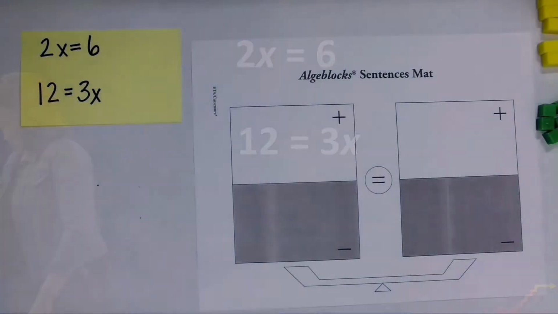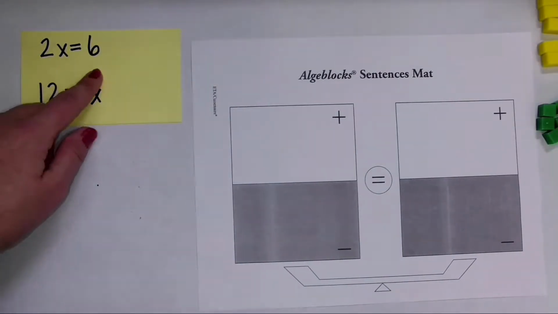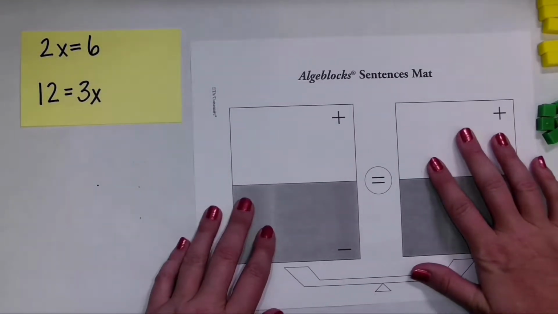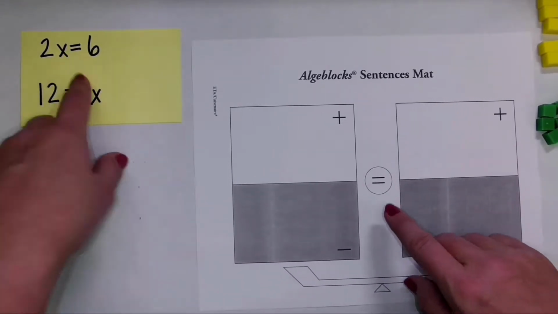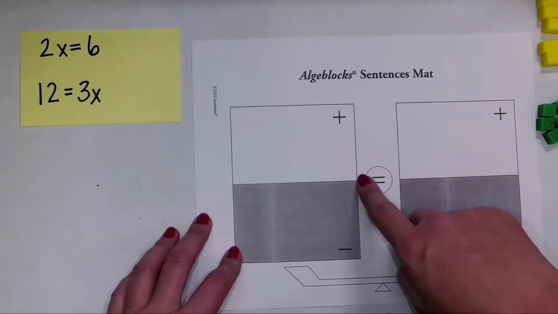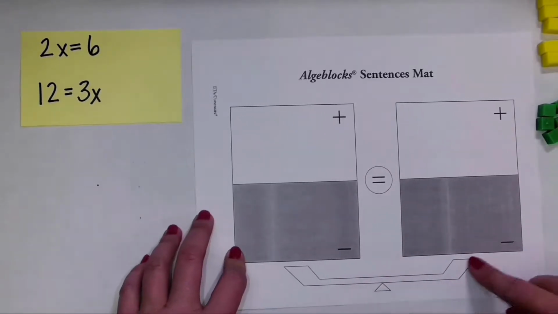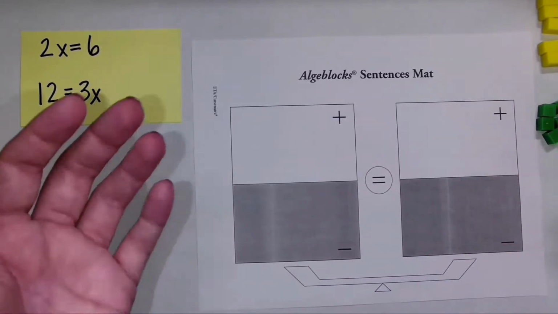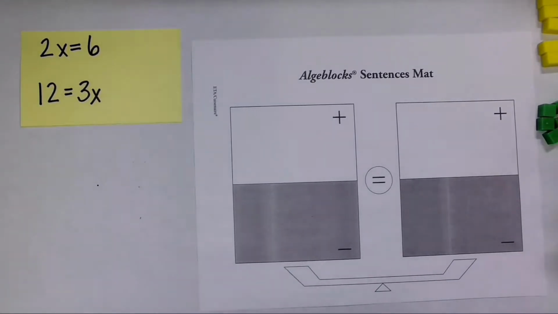So we're going to first solve the problem 2x equals 6. So here I have my sentences mat, and I'm going to use this because this problem has an equal sign. We're balancing the two sides of the equation. So I have an equal sign here on my sentences mat, and I have this little balance down here at the bottom that kind of helps me remember whatever I do to one side of the equal sign, I also have to do to the other.